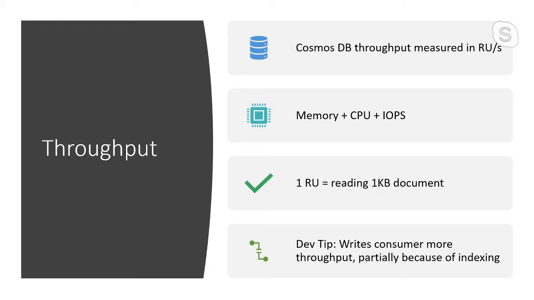So that's a 400. That's the equivalent of reading a 400 KB document in 1 second. And this throughput, obviously, means both reads and writes. So if you're writing to Cosmos or reading from Cosmos, keep in mind that writes generally cost more because after you write, the data has to be indexed.